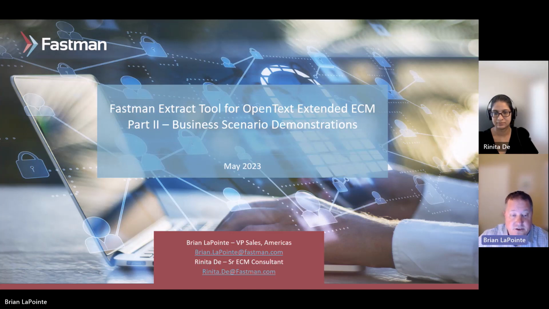To illustrate this, we have several use case demonstrations configured in the Fastman sandbox, which is running Content Suite. One, we're going to target specific content for extraction using our search slices in Content Suite and Extended ECM. Two, we can quickly migrate Extended ECM content to a SharePoint location, Box, Dropbox, or even a network drive. Anything as easy as that.